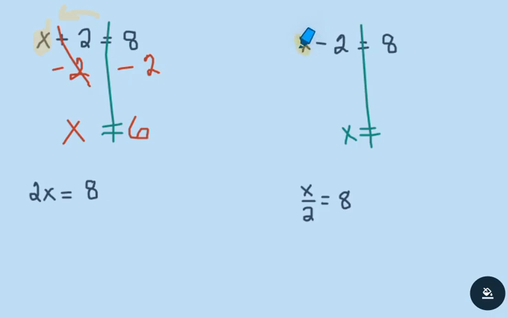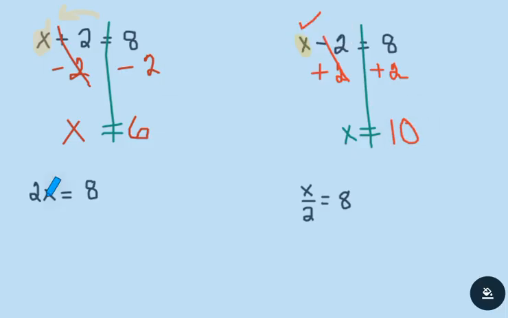Now I have to think, what is stuck next to that variable that I don't want there, and how do I undo it? If I have a take away 2, the opposite is adding 2, which will cancel that out, and it's an equation, so I have to do that on both sides of the line. I have x all by itself, and x equals whatever 8 plus 2 is, which is 10.